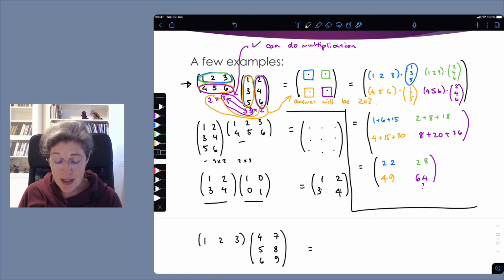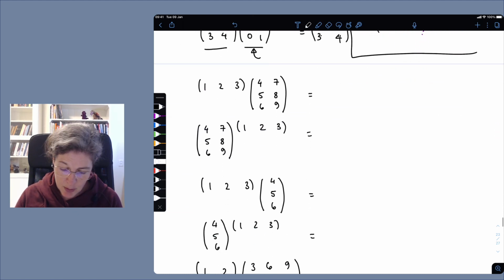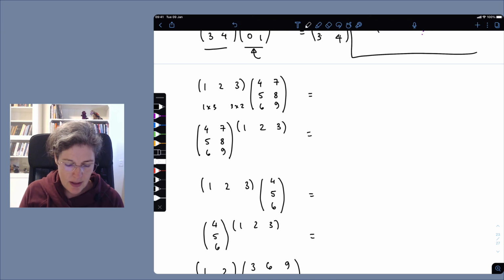So this is our first hint that matrices that look like this, with 1s down the diagonal and 0s everywhere else, act kind of like 1 in terms of multiplication. A couple more examples to look at. Here we've got 1 by 3, and here we've got a 3 by 2. So that's going to end up giving us a 1 by 2. So that we can certainly do, so that's fine.